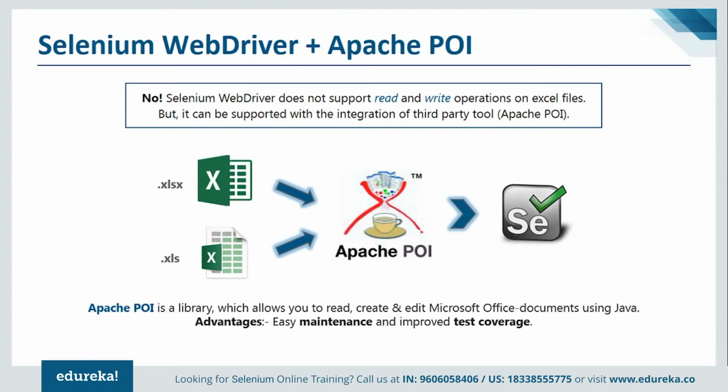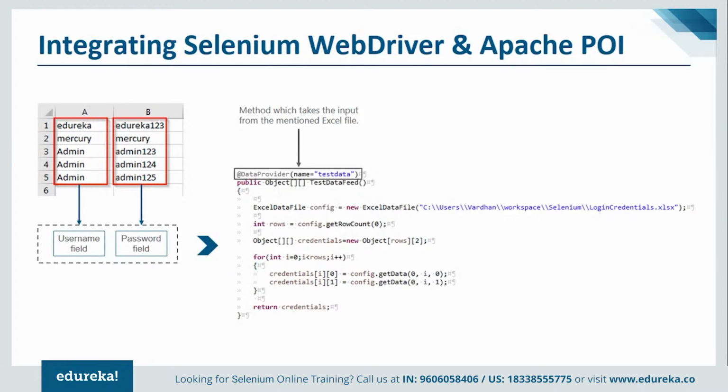And there are loads of benefits with Apache POI. One advantage is that easy maintenance of the code can be done. And even the test coverage of the data set will improve. These are the two advantages which are really popular among the other things, two big advantages among other things. So that's what I wanted to speak about Apache POI. Now, moving on to the next slide.